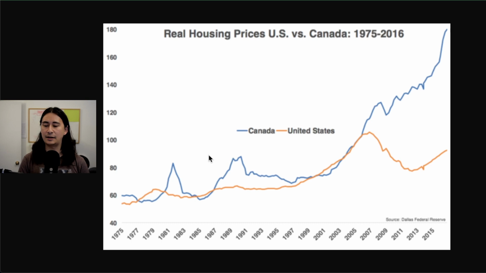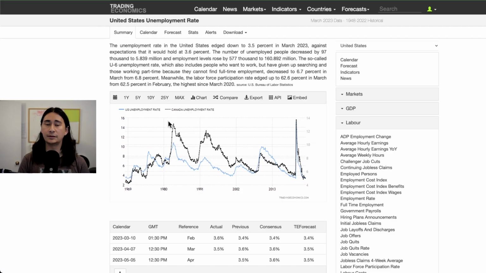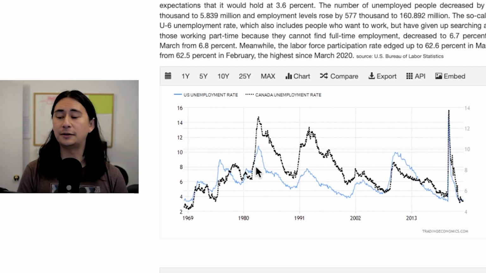So if we look at these timeframes, early 80s, early 90s, and the GFC, and with a keen eye, you will be able to see that this yellow line is the United States, and you can see the same cycles. They're just not synchronized. So this is the unemployment rate in the United States and Canada. The United States is the blue line and Canada is the black line. The scales are Canada's on the right, the US is on the left. So it doesn't show it here, but it should be pretty easy to pick out where the recessions were. Recession, recession, recession, pretty easy stuff.